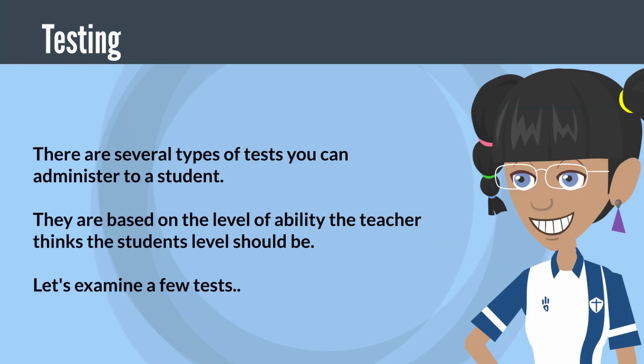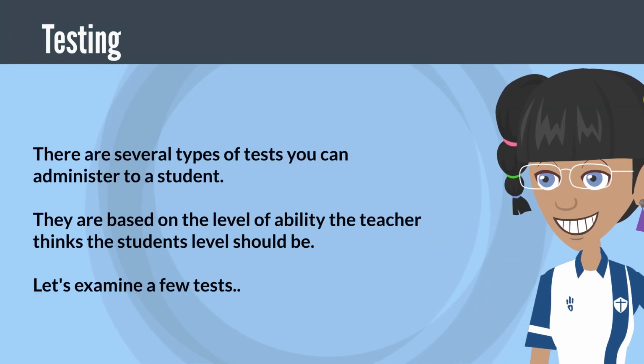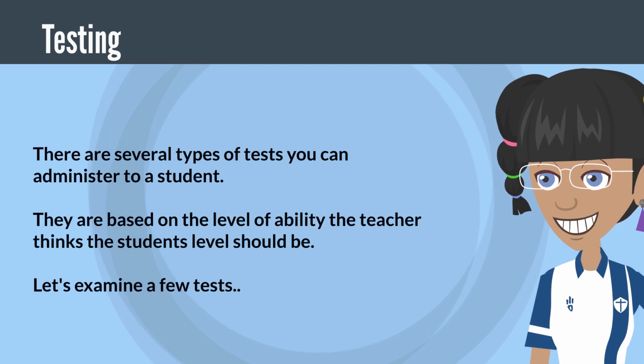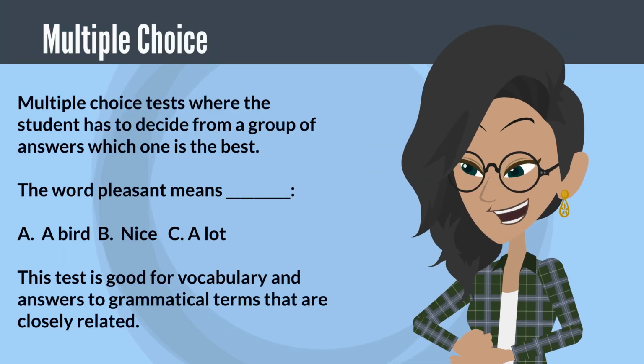There are several types of tests you can administer to a student. They are based on the level of ability the teacher thinks the student's level should be. Let's examine a few tests. Multiple choice tests, where the student has to decide from a group of answers which one is the best. The word pleasant means: A. a bird, B. niece, C. a lot. This test is good for vocabulary and answers to grammatical terms that are closely related.